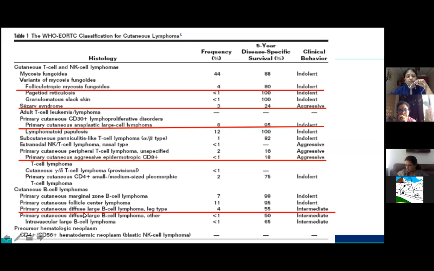I also want you to pay attention to this entity which is called primary cutaneous DLBCL, leg type. It has a 5-year DFS of only 55%. It is a very, very aggressive DLBCL. These patients fail quickly. Their disease grows rapidly. So these patients require a lot of systemic chemotherapy and not just radiation therapy. So as radiation oncologists, we must recognize these entities and reach a correct diagnosis before embarking on treatment.